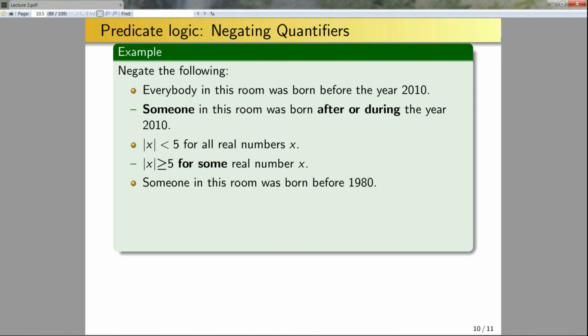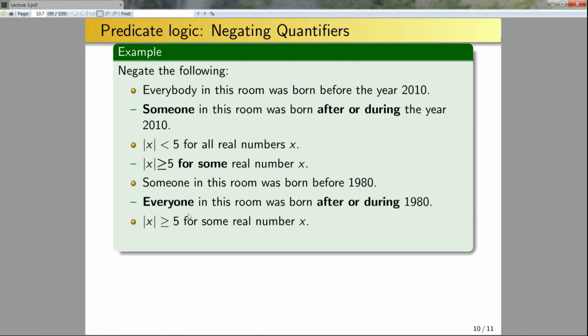So next, someone in this room was born before 1980. Pause the video and practice negating this. Okay, so what would the negation of this be? Well, someone turns to everyone. So everyone in this room was born after or during 1980. So again, the before switches to an after or during.